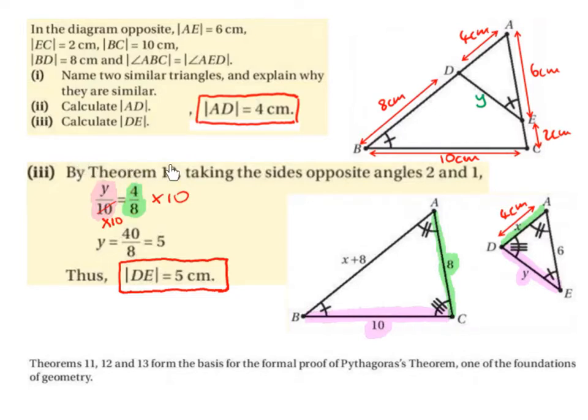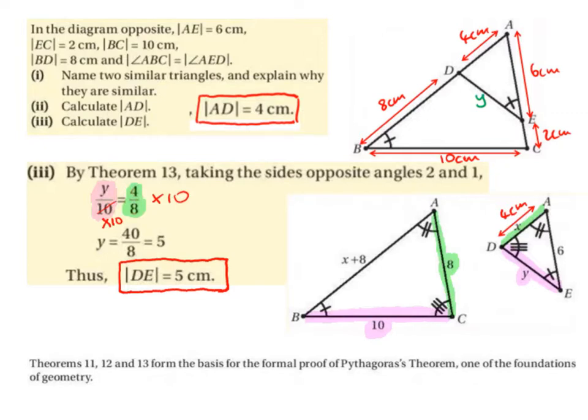So by theorem 13, taking the sides opposite angles 2 and 1. So this is angle 1, and the side opposite is 8. And this is angle 1, and the side opposite is now 4 centimetres, because we found x to be 4. And this is angle 2, and the side opposite that is 10. And this is angle 2, and the side opposite that is y, which is what we're trying to find, the distance from D to E.